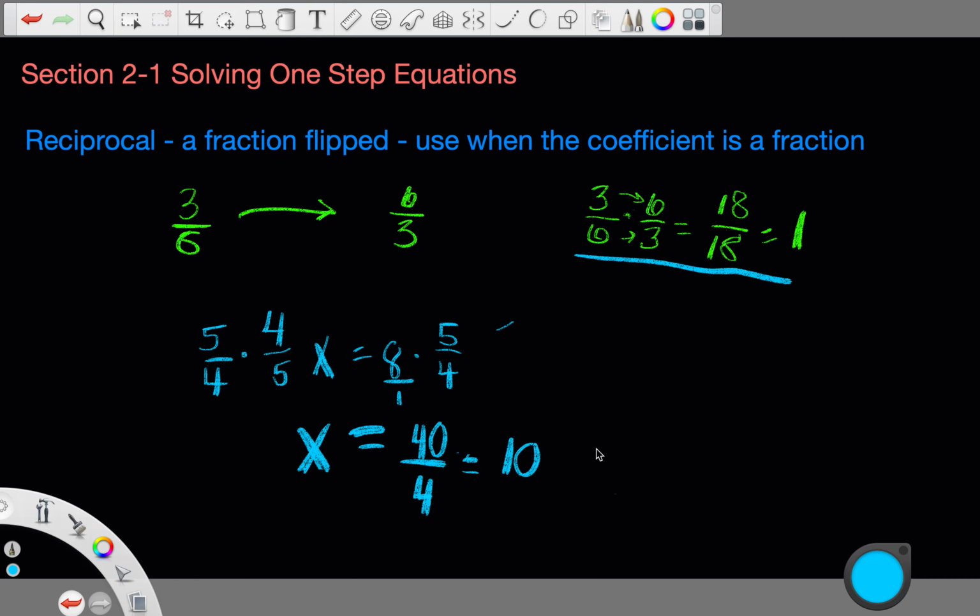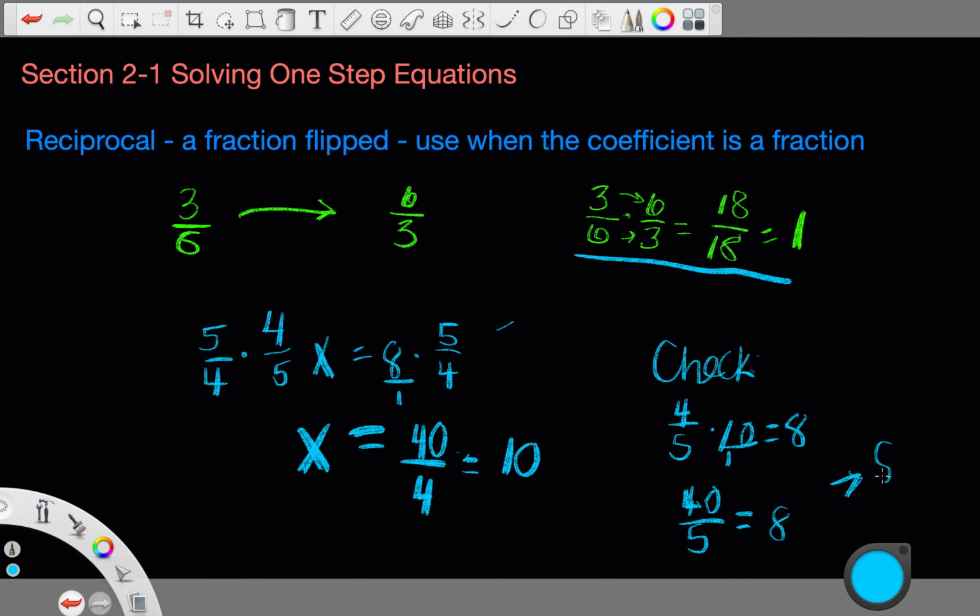Okay, let's do a little check. So I'm going to plug in my 10 where my x was. So I have 4/5 times 10 equals 8. So again, I can write this 10 as 10/1. I have 4 times 10, which is 40, over 5 times 1, which is 5, equals 8. 40 divided by 5 is in fact 8. So I get that 8 equals 8, and I'm good.